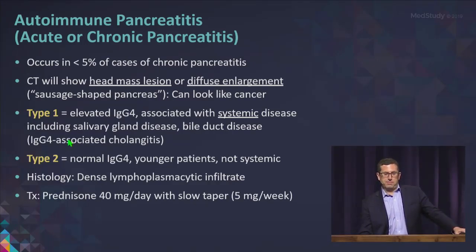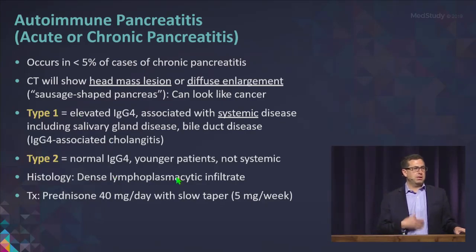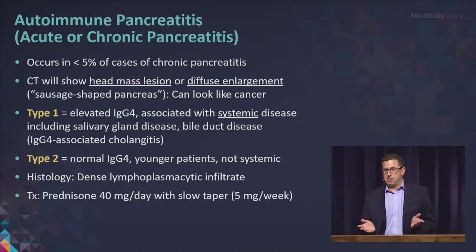There are two types of autoimmune pancreatitis. There's type 1, which has an elevated IgG4, and it's associated with systemic disease, including salivary disease and even bile duct disease or IgG4-associated cholangitis. And then there's type 2, where the IgG4 is normal and there's no systemic disease. So these are the two main types. If you were to biopsy the pancreas, you would see a lymphoplasmacytic infiltrate, and the treatment would be prednisone.